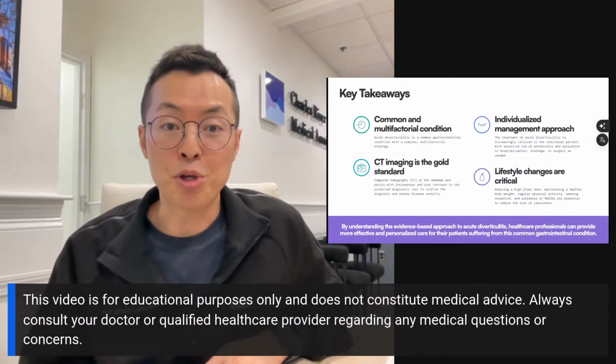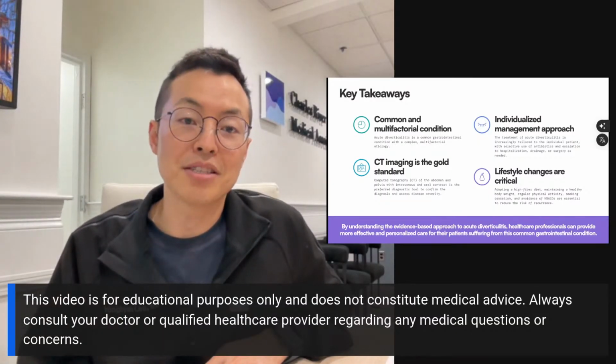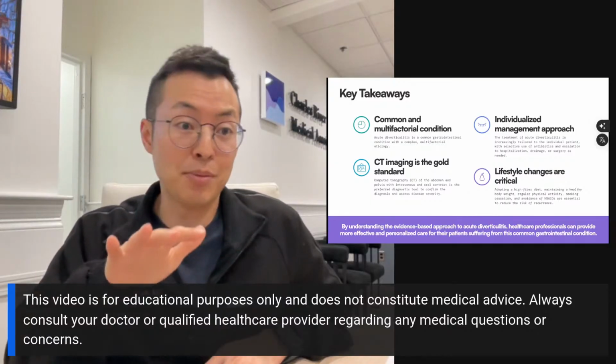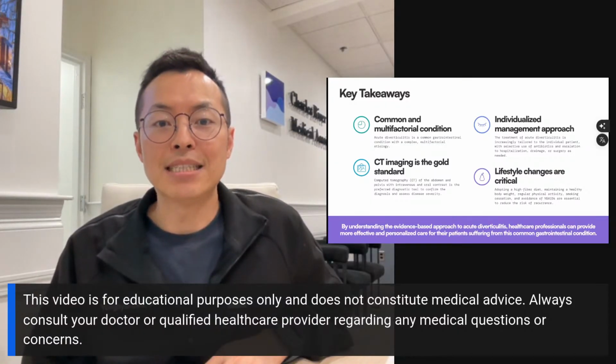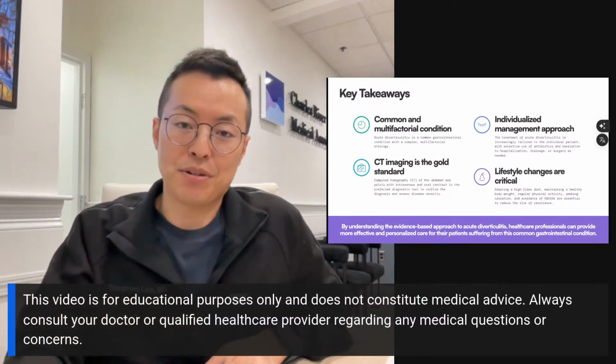To wrap up, acute diverticulitis is common and has many contributing factors. Diagnosis relies on imaging, especially CT. Treatment is tailored to severity, and lifestyle changes are key to preventing future episodes.